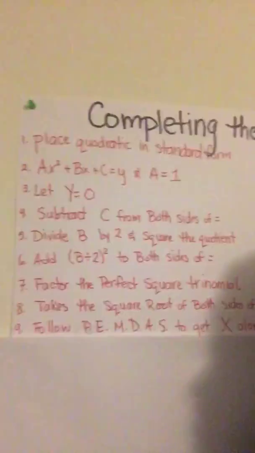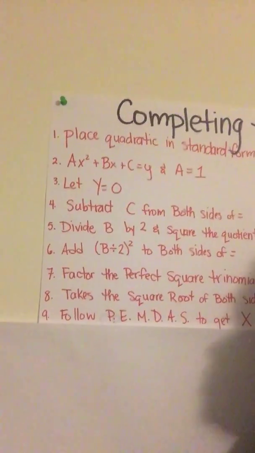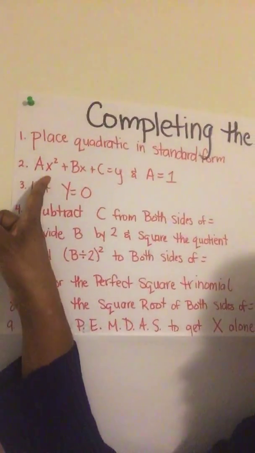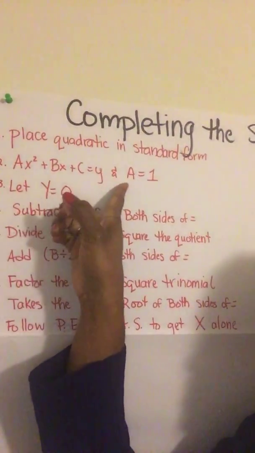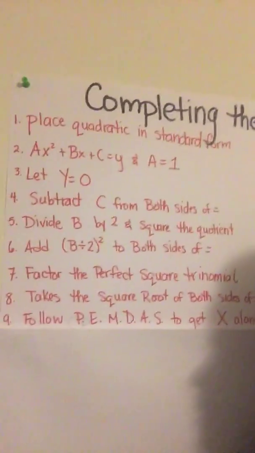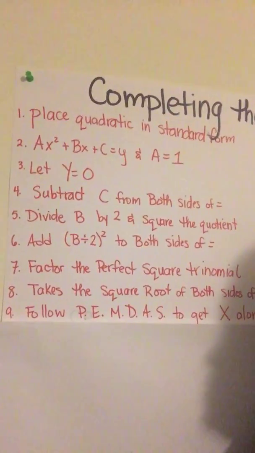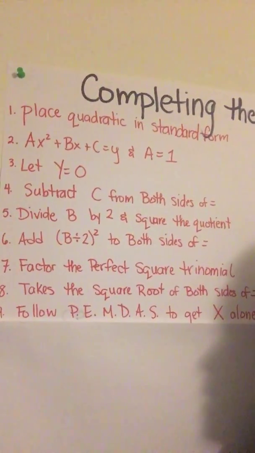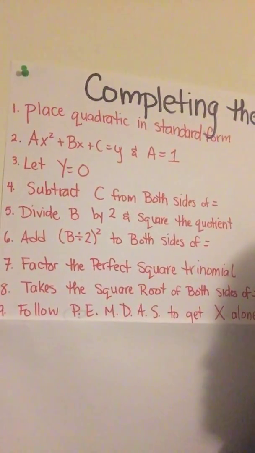So let's look at this. Here are the steps for completing the square. Our first step is to place the quadratic in standard form, ax squared plus bx plus c, and make sure a is equal to 1. We then let y equal 0, subtract c from both sides, and divide b by 2 and square that quotient. Then we'll add it to both sides of the equal sign.